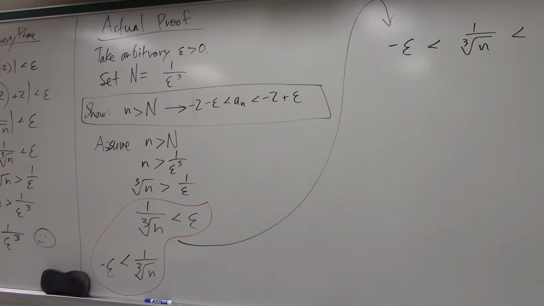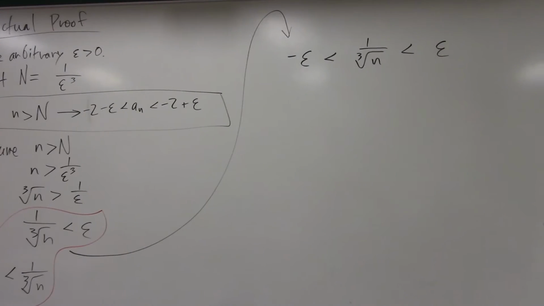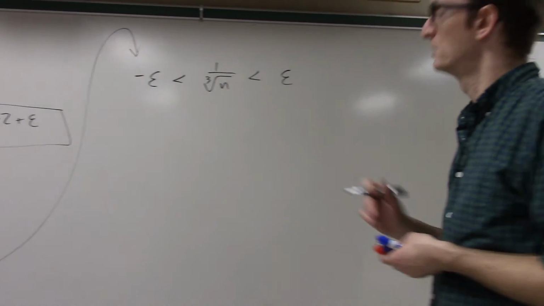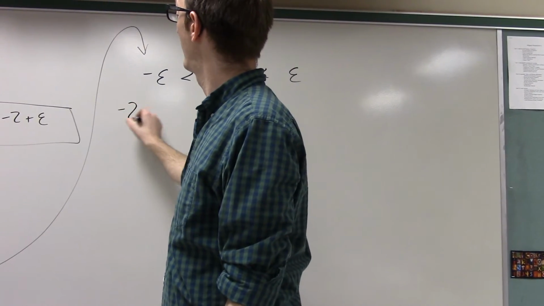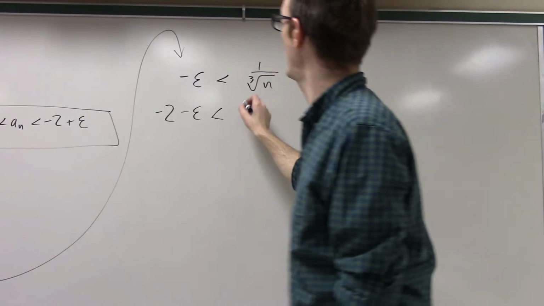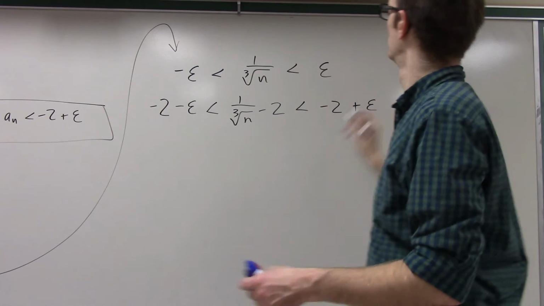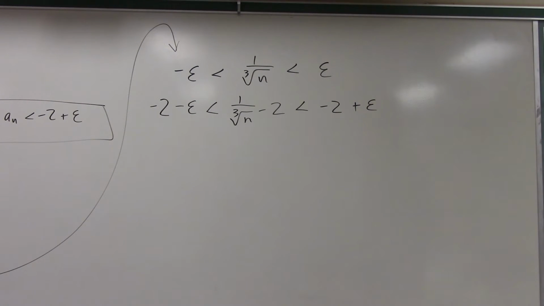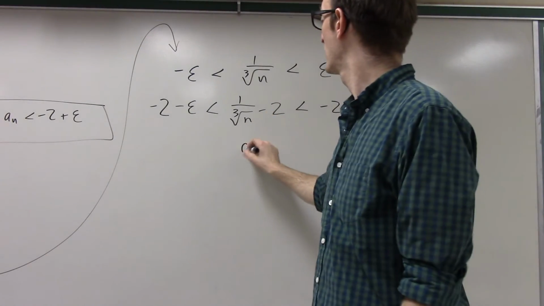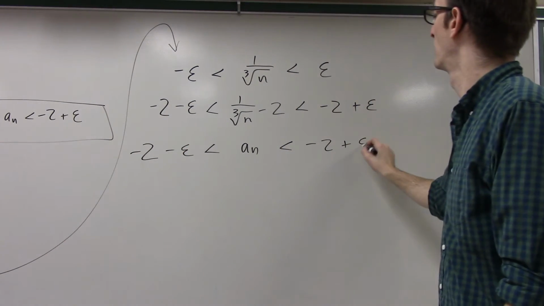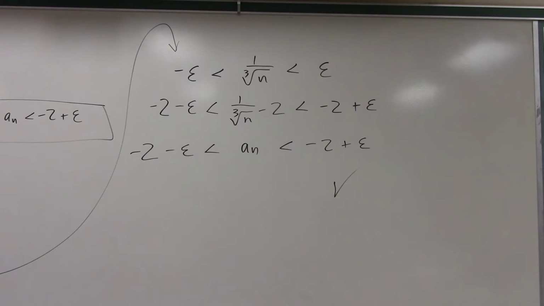So now, how do I finish it off? How do I finish it off? Yeah, he says take -2 and subtract -2 from all sides. And now that just is the nth term. And so indeed we have shown exactly what we set out to show. That the nth term of this sequence lies between -2 minus epsilon and -2 plus epsilon.